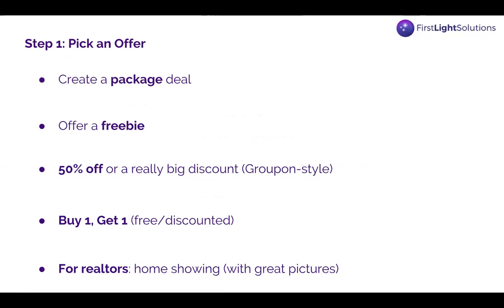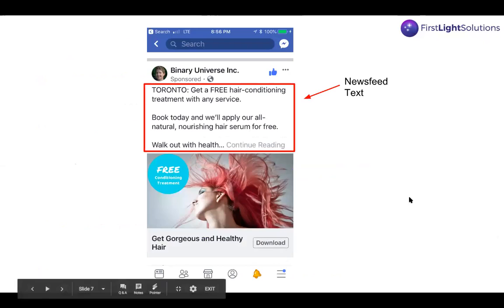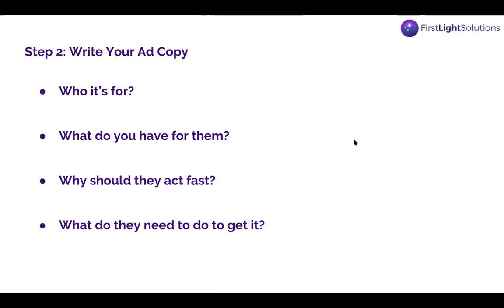So this is, again, my example lead ad. And we're going to talk about writing the copy now. And the copy I'm talking about is this part, this newsfeed text. So to do that, you have to answer 4 questions, basically. And these are really simple ads. These are just local ads, so you don't need to reinvent the wheel or get all crazy. It's pretty simple. So the first question is, who is it for? And I just simply write the city name, Toronto.